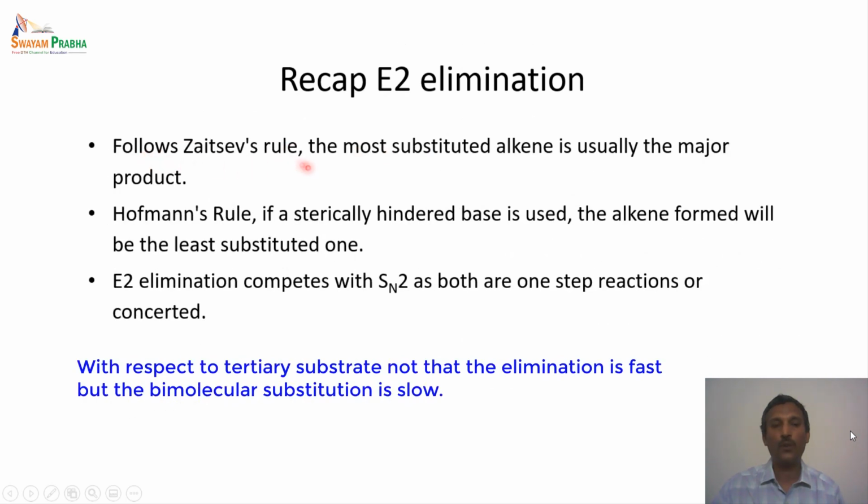And it follows Zaitsev's rule. The most substituted alkene is usually the major product. If it follows the Hofmann rule, that means a bulky base is used, the alkene formed will be the least substituted one. And always E2 elimination competes with SN1 and SN2, as both are one-step reactions or concerted reactions.